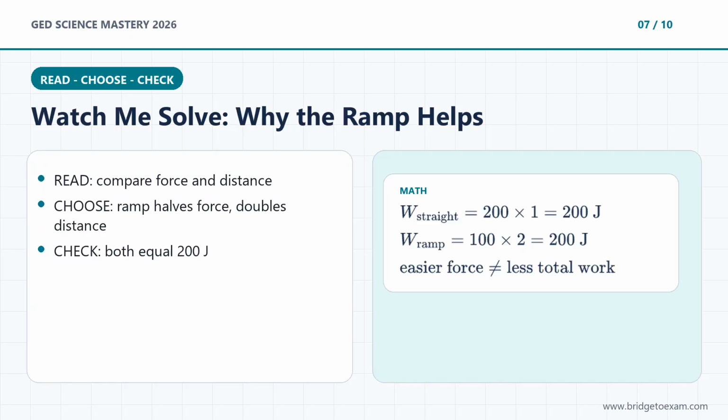Now let's solve the GED style question. How does the ramp help, and why is the work the same? Read. Straight up needs 200 newtons over 1 meter. The ramp needs 100 newtons over 2 meters. Choose. The ramp cuts the force in half, which feels easier, but doubles the distance. Work is force times distance, so both methods give 200 joules. Check. The ramp makes the job easier, but it does not make the total work disappear.